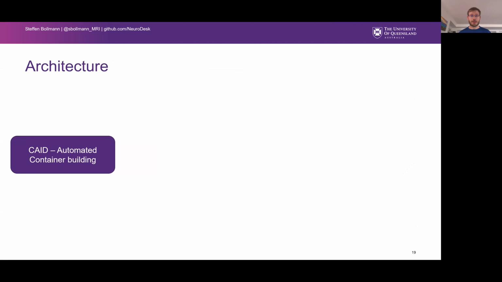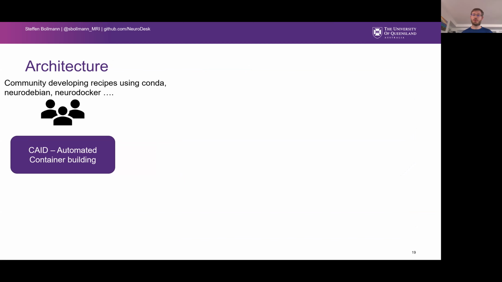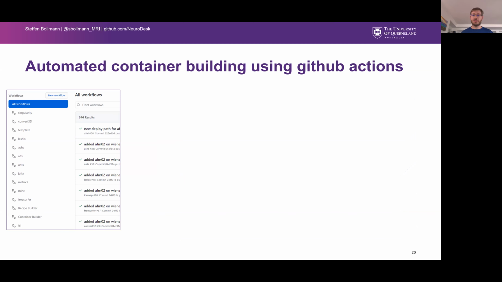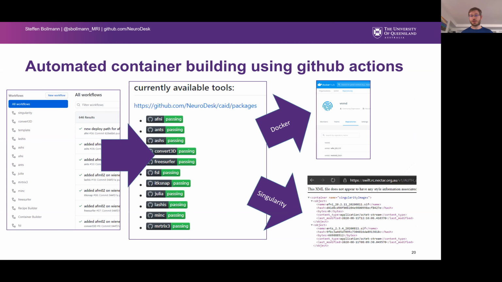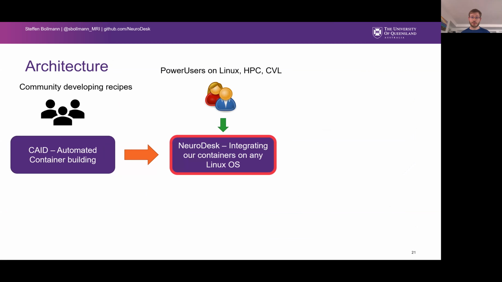This is what we built. We built an automated container building registry online on GitHub using GitHub Actions, where the community develops recipes using Conda, NeuroDebian, NeuroDocker, whatever is available to build that software, and contributes it to our repository. We automatically then build these containers and we store them in a Docker registry and a Singularity registry. And then we build the core tool, NeuroDesk, which then downloads these containers and manages these containers for the user and makes it transparent for them to use.